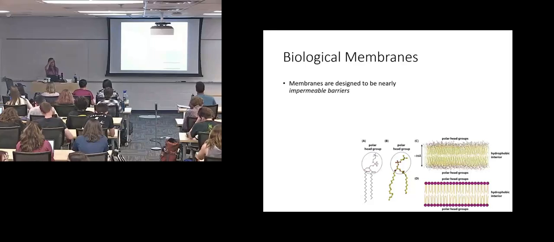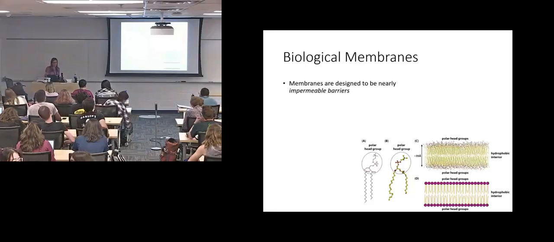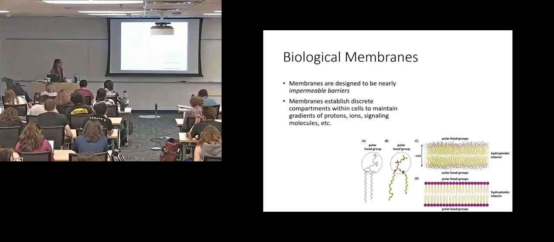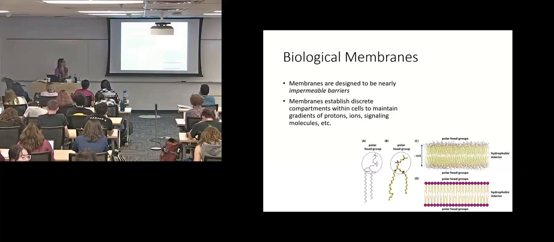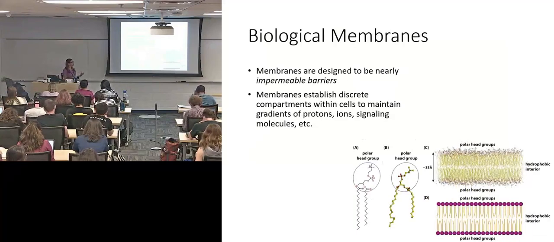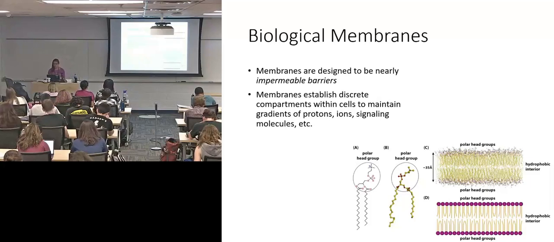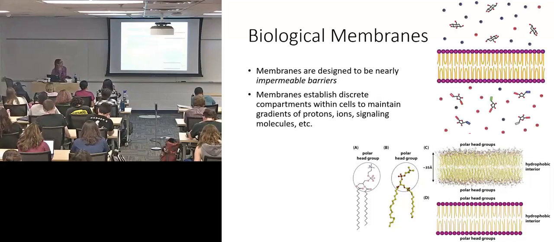Biological membranes. Membranes are designed to be nearly impermeable barriers. We don't want things to get through. That's sort of their function, right? We want to separate things that have different functions. Membranes establish discrete compartments within cells to maintain gradients of protons, gradients of ions, whatever signaling molecules need to be in certain organelles. Okay?